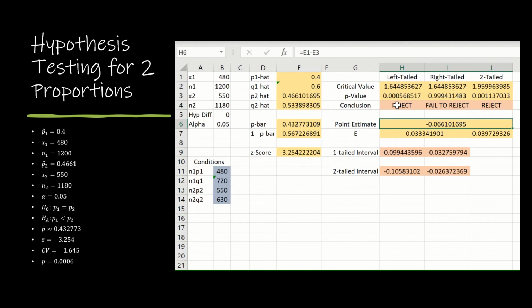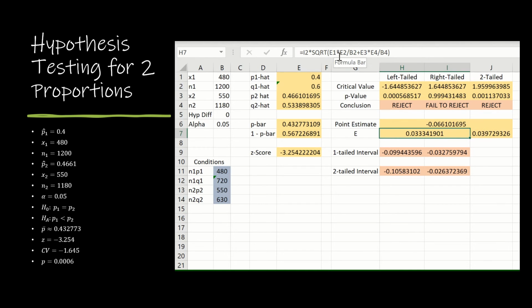The point estimate is just p hat 1 minus p hat 2. So 0.4 minus 0.466, in this case negative 0.0661, etc. The E, or margin of error, remember, is found by taking the critical value, and notice for the one-tailed test, I'm using the positive I2, and for the two-tailed test, I'm using the positive J2. And then the other part is exactly the same.